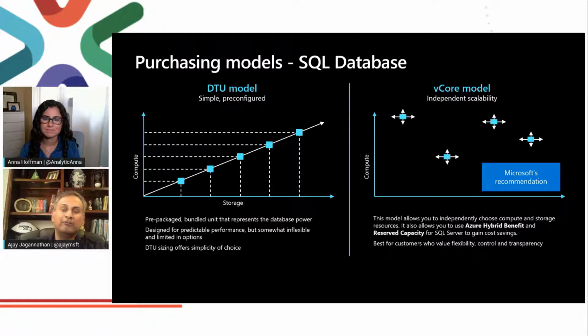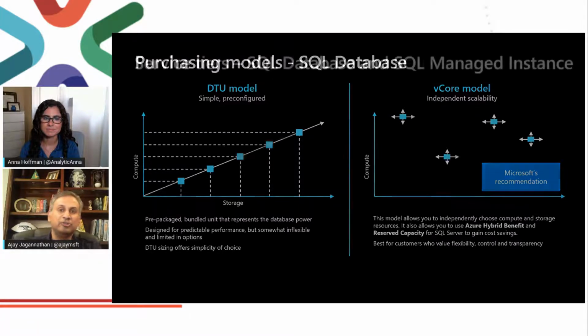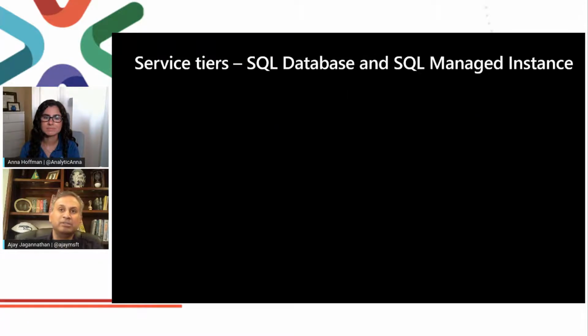And if you're bringing your existing licenses, you can leverage Azure Hybrid Benefit in exchange for these vCores to gain additional cost savings, and also apply reserved capacity for getting even more cost savings, up to 86% compared to other clouds like we discussed earlier. So here again, you have 3 choices once you pick vCore: general purpose, which is similar to the standard tier, and then business critical, and then hyperscale.